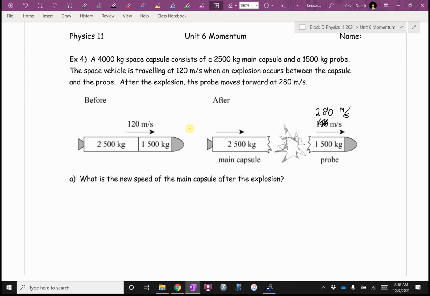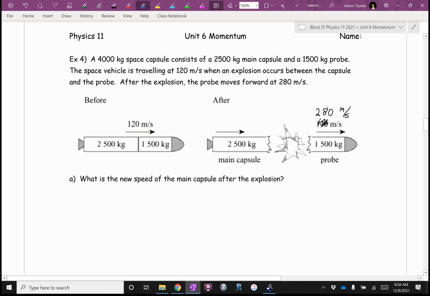Okay. It said speed. I think I'm going to find velocity and just not report the direction. By the way, did the probe speed up or slow down? What do you think happened to the main capsule then? Because momentum has to be conserved. If the probe gained momentum, this must have lost momentum. So I can already tell you it's probably going to be an answer less than 120.